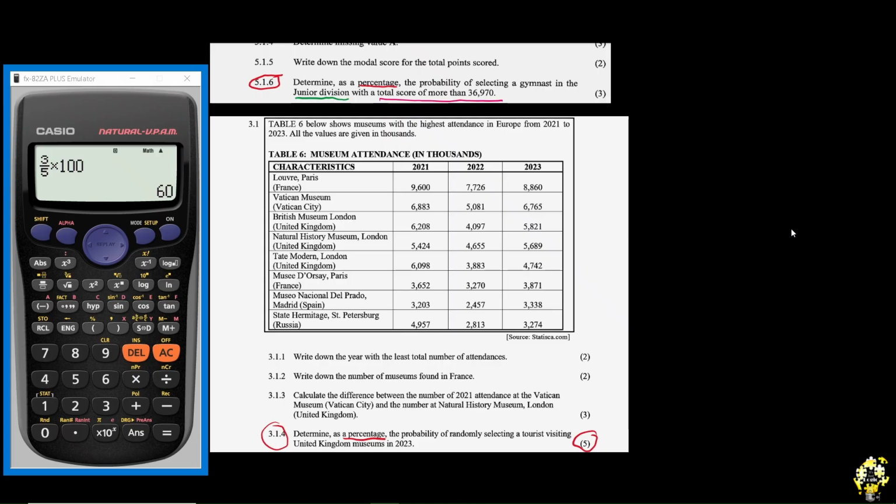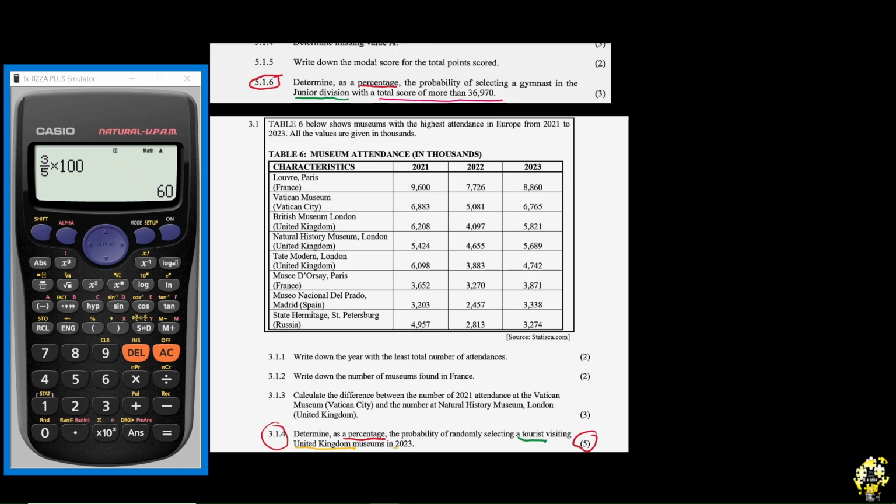The probability of randomly selecting. Let's come here. What are we selecting? A tourist. Okay? All these people, these are all museums, and all these numbers, they are for the tourists which visited those museums. Now, let's say with a yellow, these particular tourists, they have to be visiting a museum that is in the United Kingdom, and not just only in the United Kingdom.